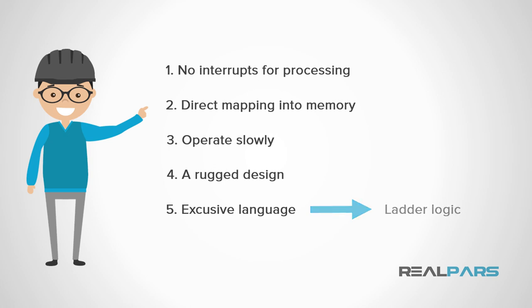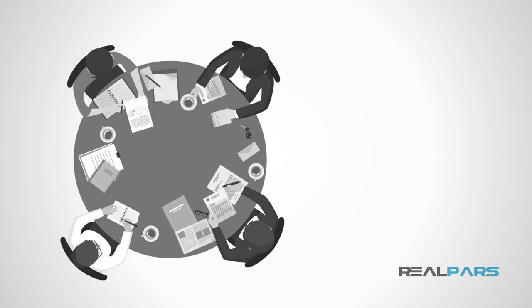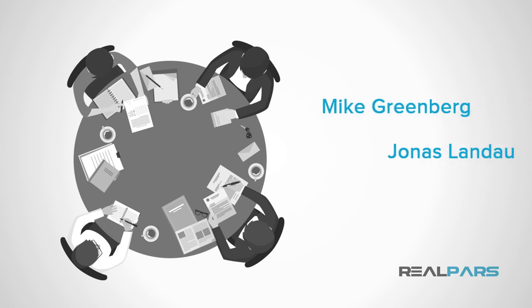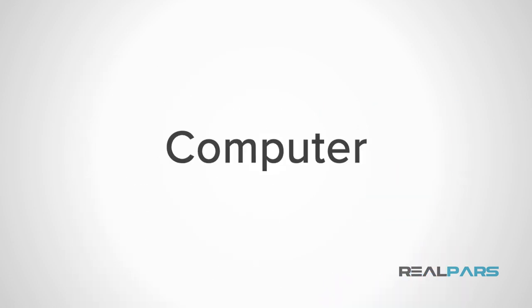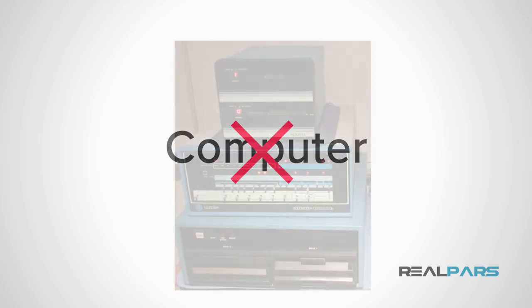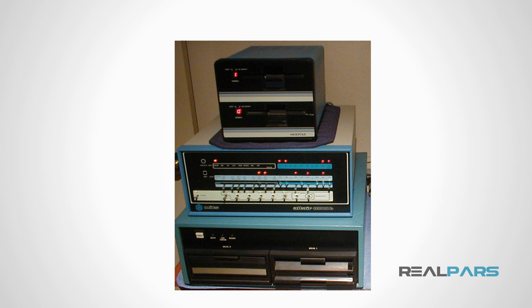Once Morley had his memo written down with all of his specifications, he took it to his team at Bedford Associates, which included Mike Greenberg, Jonas Landau, and Tom Bossevain. They soon got to work on designing the programmable controller. One rule that Morley implemented is that the controller was not a computer. If he saw the word computer written on a document, he would throw it away. The point of the programmable controller was to get away from the issues they were having with the microcomputers of the time.